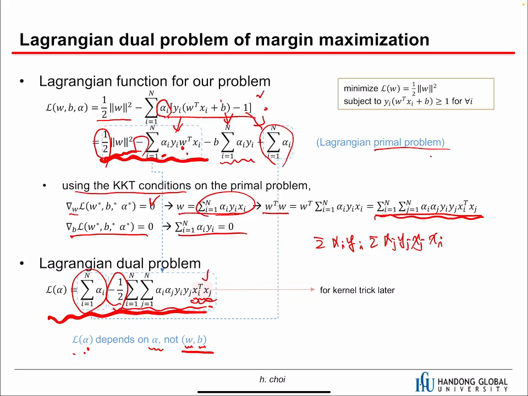So in this equation, the x's have the inner product form, xi and xj. So we don't have xi separately. So when we have xi, we always have the inner product form here. That's one thing that we're going to use for the kernel trick.